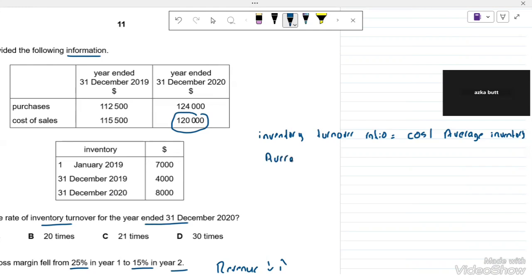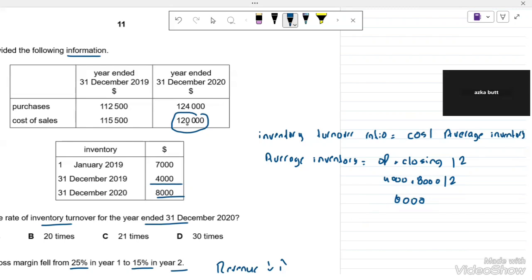The formula for average inventory is opening plus closing inventory divided by 2. For 31st December 2020, we had a closing inventory of 8,000. The year start would be 31st December 2019, so the opening inventory is 4,000. So 4,000 plus 8,000 gives 12,000, divided by 2 is 6,000. So 6,000 is the average inventory.